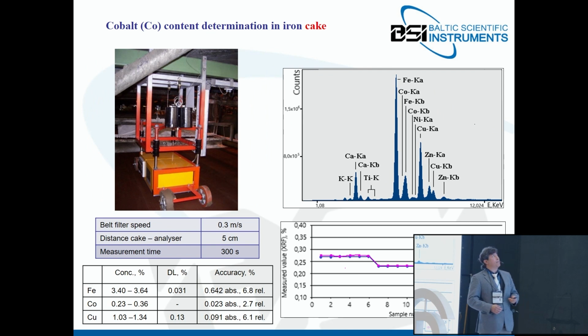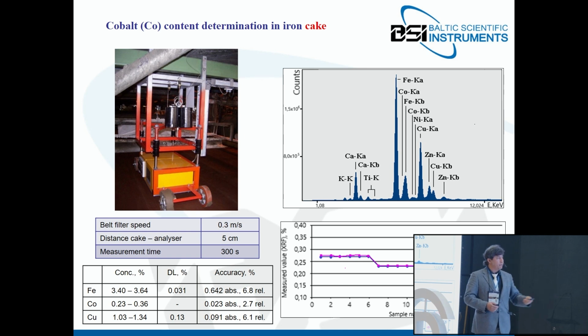This is another example for the analysis of iron cake to determine cobalt. You can see the construction in this case is different. It had some wheels to allow the analyzer to move over the cake, but it also has the suspension to avoid the analyzer sinking into the material and to provide stability for the measurements.